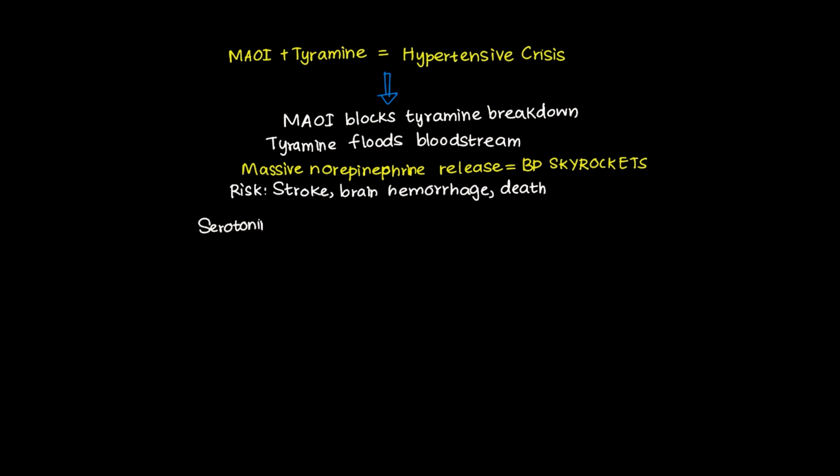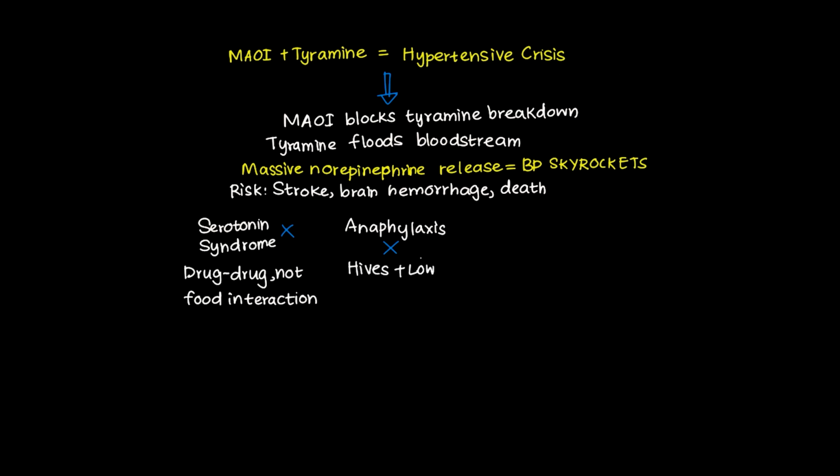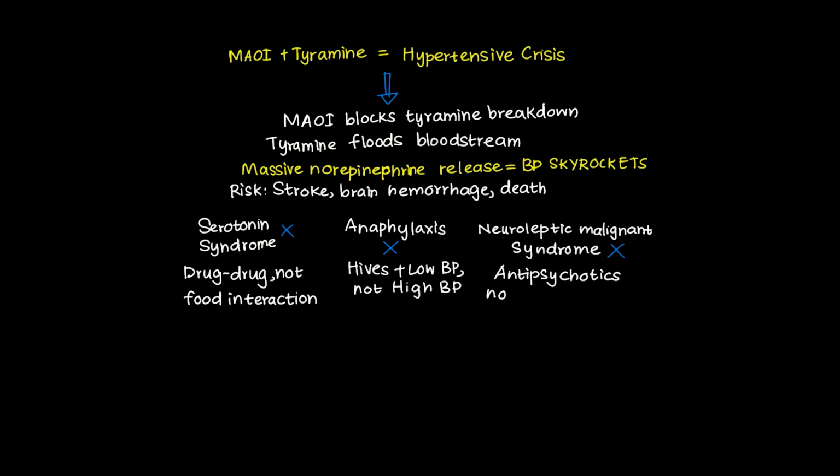Serotonin syndrome comes from combining serotonergic drugs, not from food. Anaphylaxis would show hives, swelling, and low blood pressure, not high blood pressure. Neuroleptic malignant syndrome is caused by antipsychotics, not MAOIs and food.